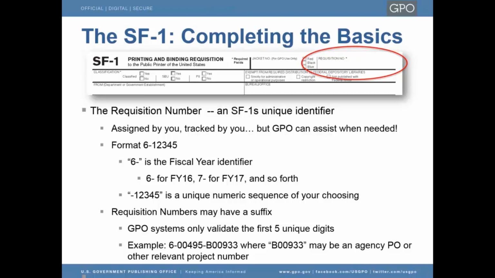The next sequence of numerals must be 5 digits and may be any 5-digit combination of your choosing. It is common for customers to start with 00001 on their first order within a fiscal year and then to count up sequentially. GPO will accept any 5-digit sequence from you so long as it is unique during the fiscal year.